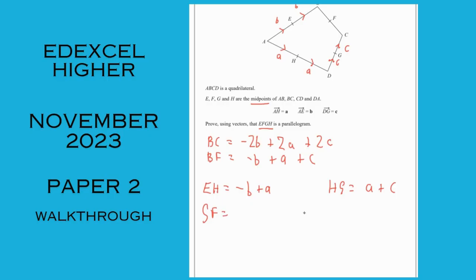Now to go from G to F, you need to go G to C, which is C. That's that part of the journey. And you need to go C to F, which is in the opposite direction to this. So we're going to add on a B, take away an A, take away a C. Or in other words, the C's cancel. B.